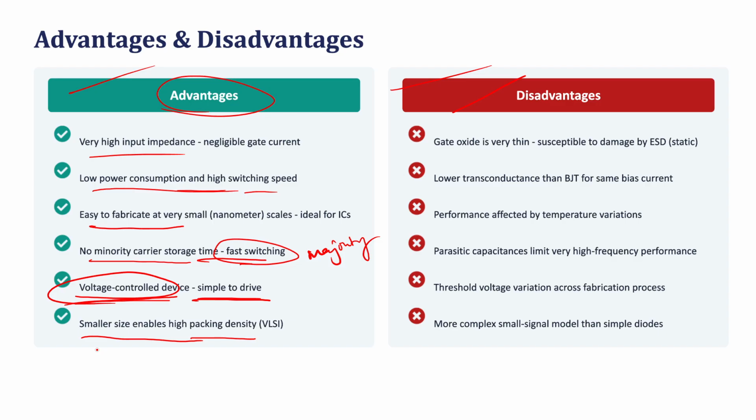So coming to the disadvantages, gate oxide is very thin, susceptible to damage by ESD. So the gate oxide is very, very thin. So with some high currents or some high voltages, it may be easily damaged. Low transconductance than BJT for the same bias current. So there is a transconductance, we will discuss transconductance in further videos. So till now you can see there is a lower transconductance compared to the BJT. So next one, performance affected by the temperature variations.